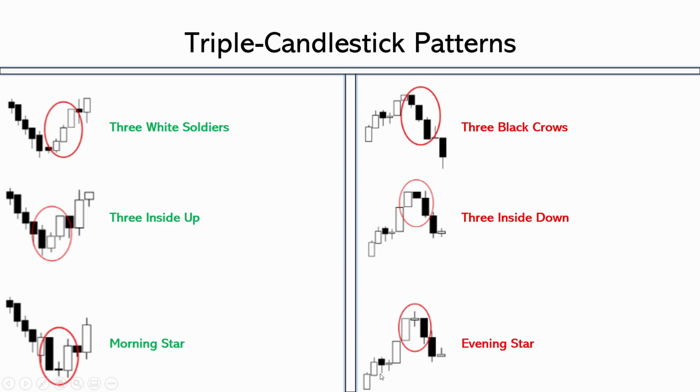Then here you can see price is going up. Then you have an evening star, a doji right at the top of these bullish moves, followed by a big bearish move, and then price is going down. This could signal a bearish reversal.